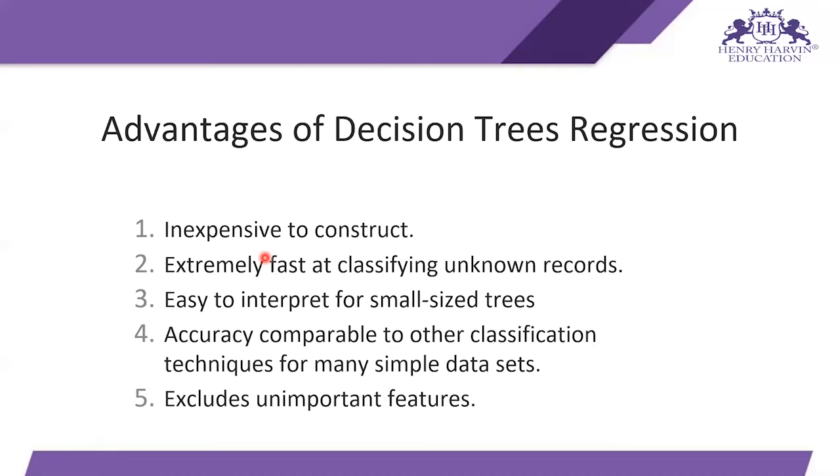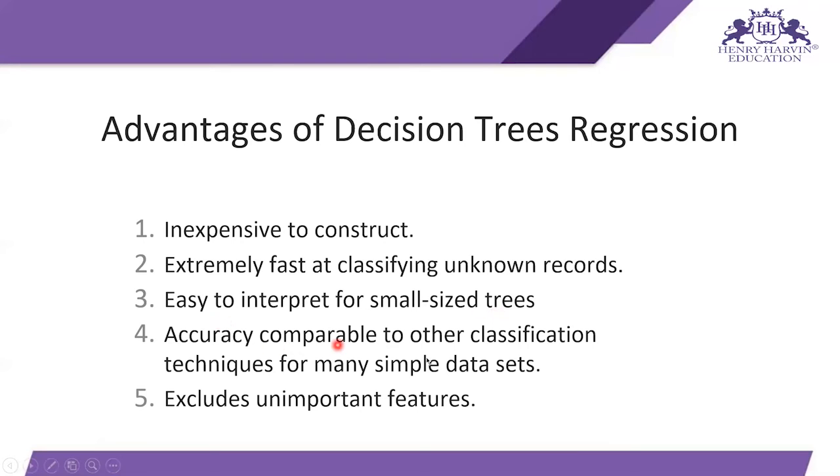Next, the advantages of decision tree regression: it is inexpensive to construct. It doesn't take much computation power, and it is extremely fast at classifying unknown records. So it is very fast to give the prediction, and easy to interpret for small sized trees.